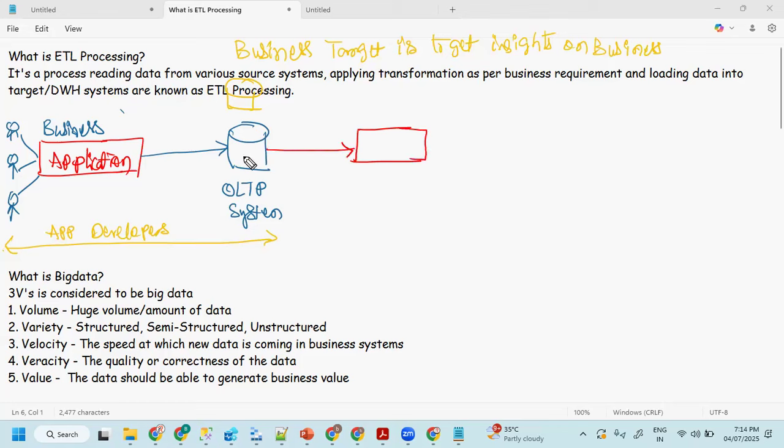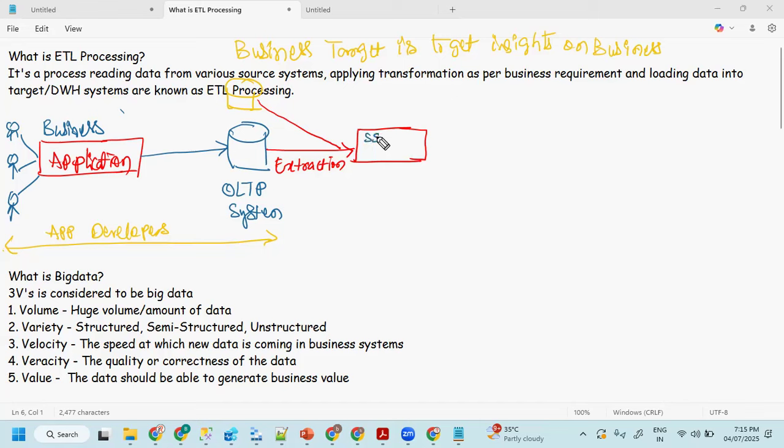The process of taking data from these OLTP systems, we can call it extraction. This terminology is important because we are going to do ETL processing, or generally data engineers are going to do ELT processing. There is a difference between ETL and ELT processing. I'll talk about it.